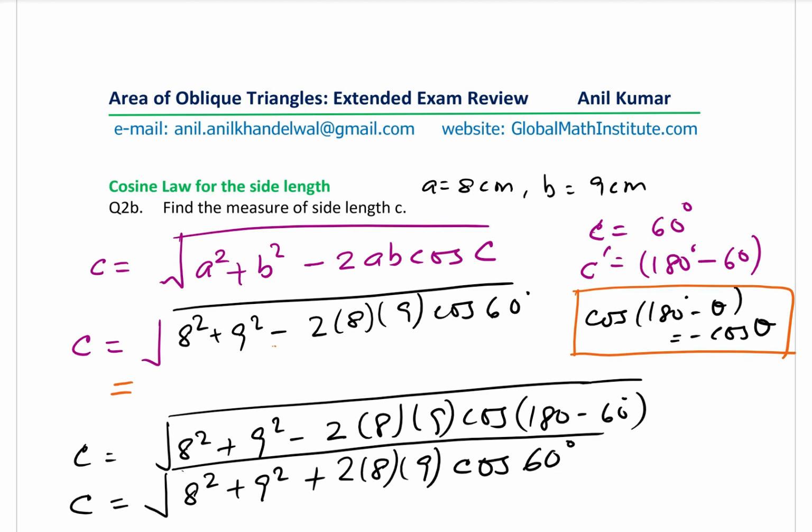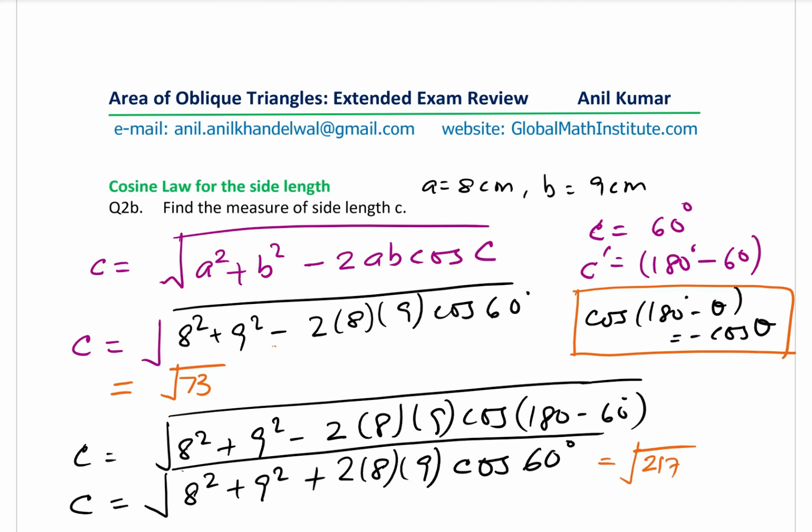So we'll do 8 square plus 9 square minus 2 times 8 times 9 times cos of 60, and we'll do square root of our answer, which gives you square root of 73. And in the other case, we'll just do this plus part. So we have 8 square plus 9 square plus 2 times 8 times 9 times cos of 60 degrees, and we'll square root our answer to get the result as square root of 217. Perfect. So that is how we are going to answer this particular question.